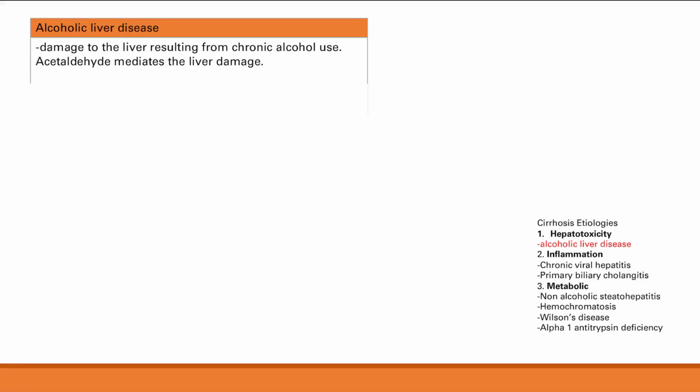Let us now talk about other pathologies that can cause cirrhosis. So we just talked about viral hepatitis. We're going to talk about this later. So now we're going to talk about alcoholic liver disease. So this is damage to the liver resulting from chronic alcohol use.